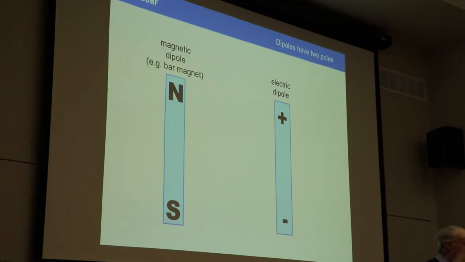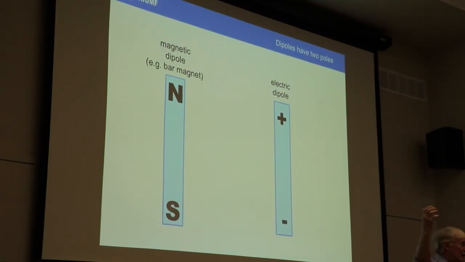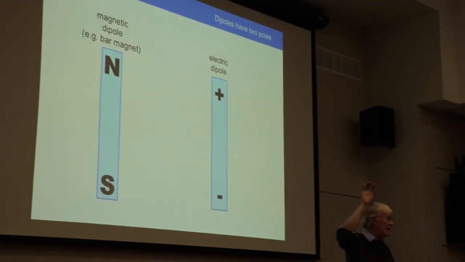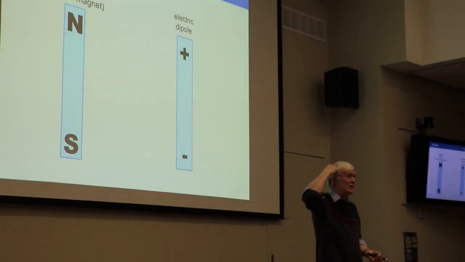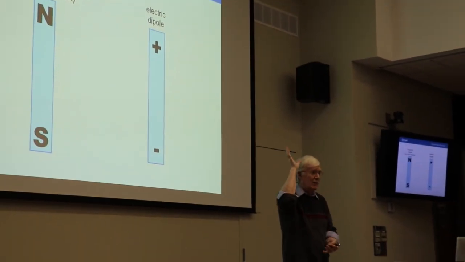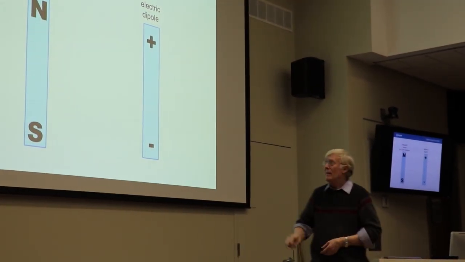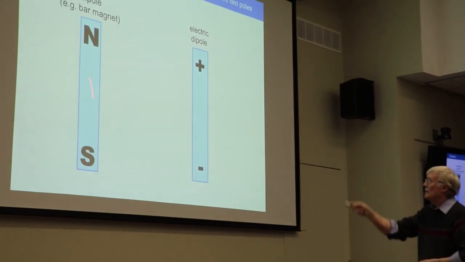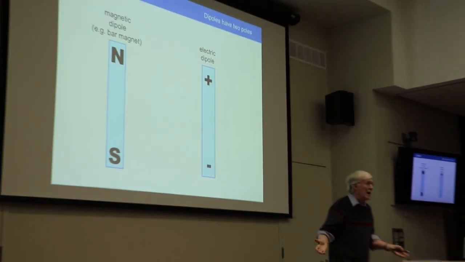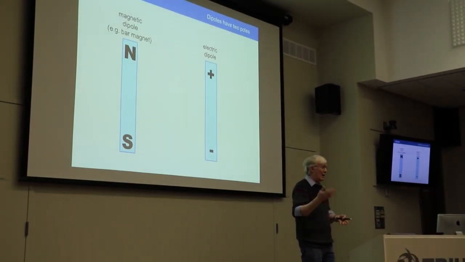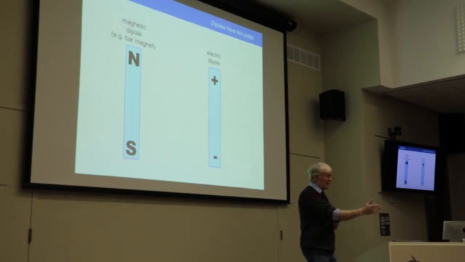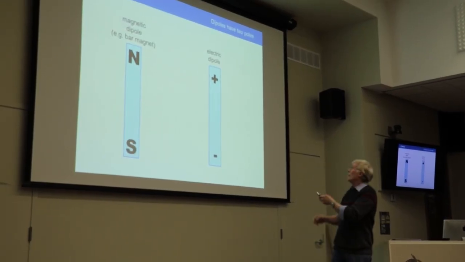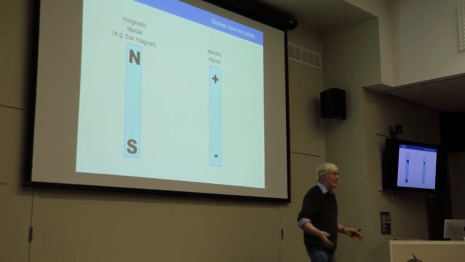Like if you take a party balloon and rub it on your hair, and you go like this, the hair sort of sticks out, and that's because the balloon's got one charge and your hair's got the other. So that's a little electric dipole right there. And these have certain properties, like the magnetic dipole will line up in a magnetic field. A compass needle is a magnetic dipole. It lines up in a magnetic field. An electric dipole lines up in an electric field.